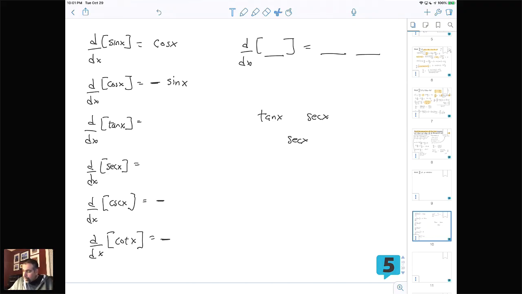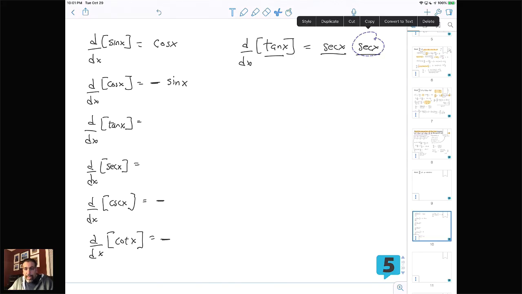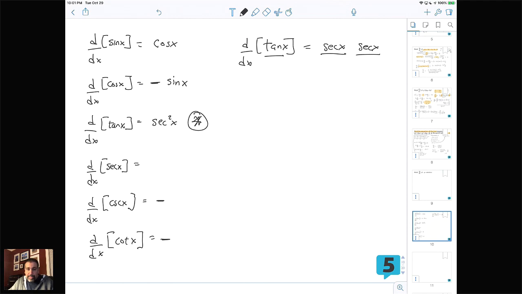Because if you remember there are 2 secants to 1 tangent, when you go to fill in your blanks, the derivative of tangent has to be the 2 secants that are left over. So that gives you what you need. You get the derivative of tangent equals secant squared. So again, this is kind of the important one. You need to remember this one, okay? 2 secants to 1 tangent.